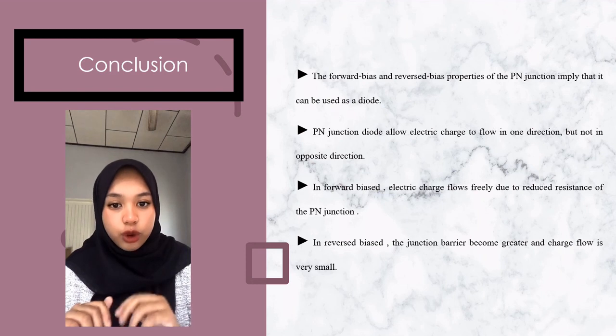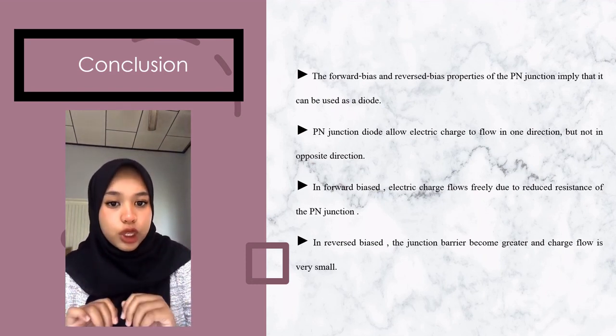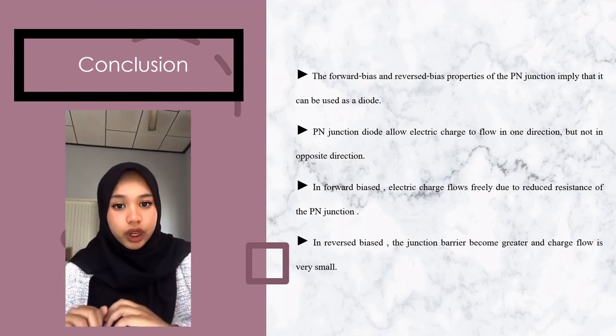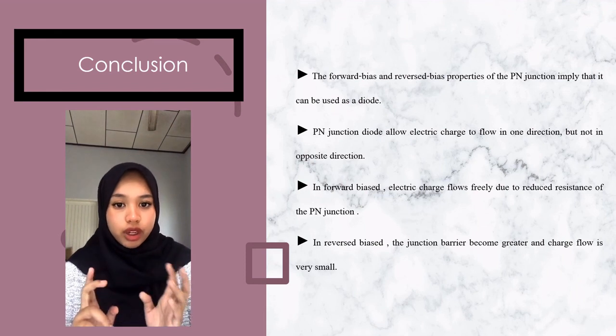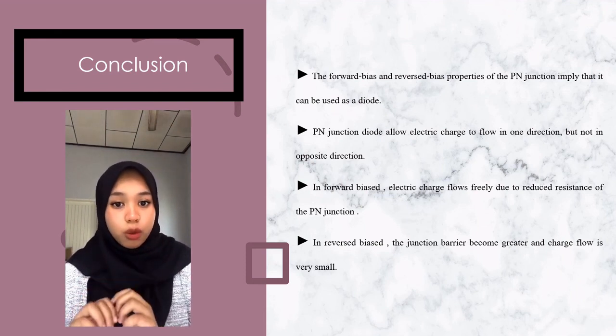Next, when the p-n junction is forward biased, the electric charge flows freely due to the reduced resistance of the p-n junction. Meanwhile, when the p-n junction is reverse biased, the junction barrier becomes greater and the charge flow is very small.